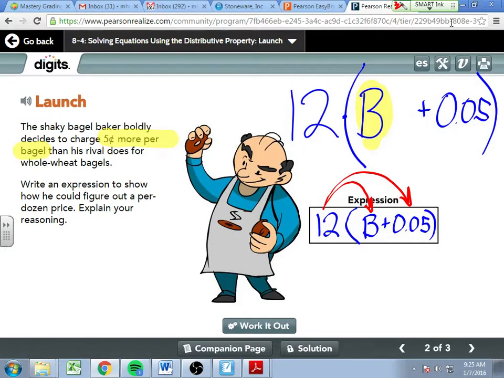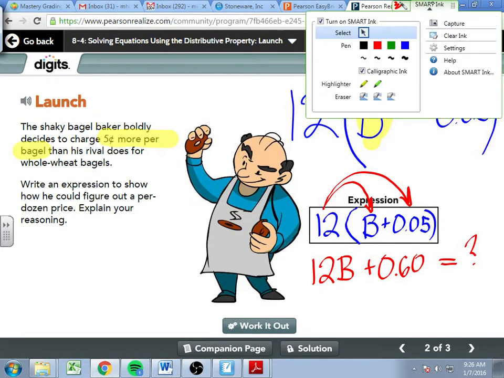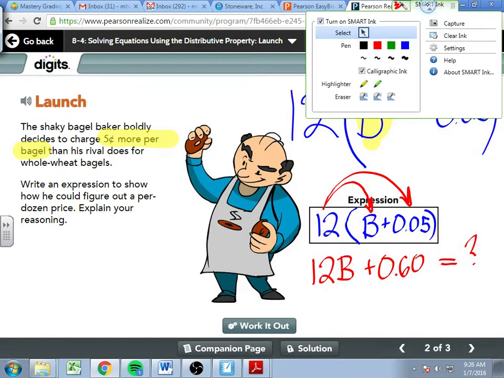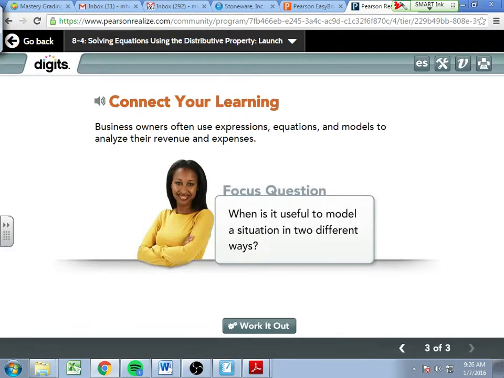So Ethan's right. If I want to rewrite this in another way, this turns into 12B plus 60 cents once I distribute. But I need to know the total price before I can solve it. I don't know the total price, so I can't solve yet. If I knew the total price of a dozen, then I'd be able to solve. So moving on to our next problem.